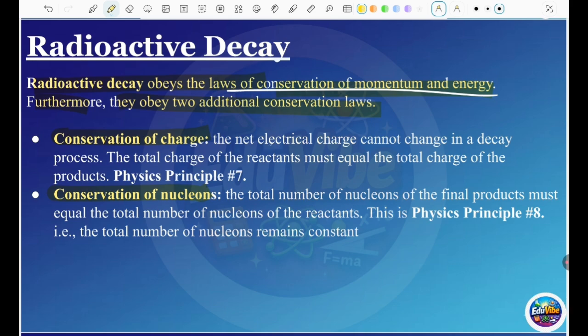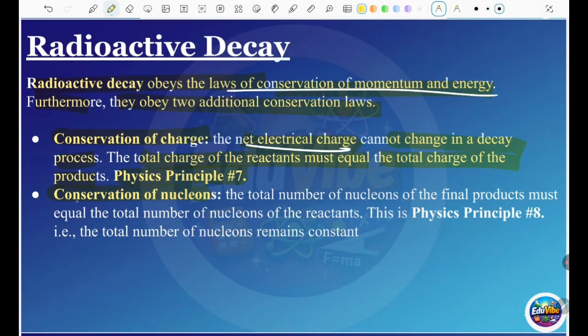Conservation of charge: the net charge cannot change in a decay process. The total charge of the reactants must equal the total charge of the products. This is physics principle 7. So the total charge in the reactants must equal the total charge of the products. That's the thing, the net charge doesn't change.